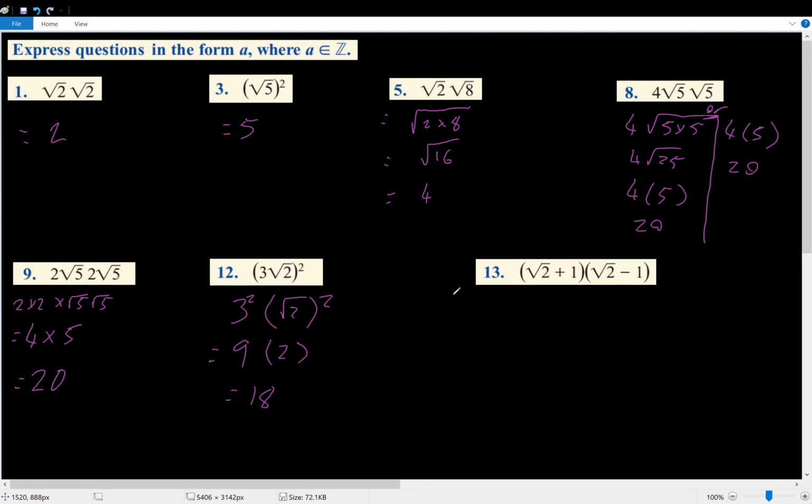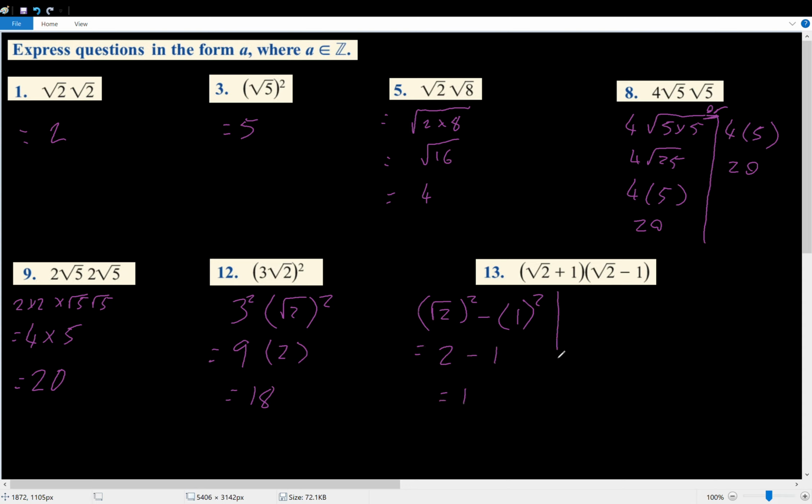So as that's a difference of 2 squares, what that would have looked like before you factorize would have been root 2 all squared minus 1 squared. So that's 2 minus 1, so you just get 1.